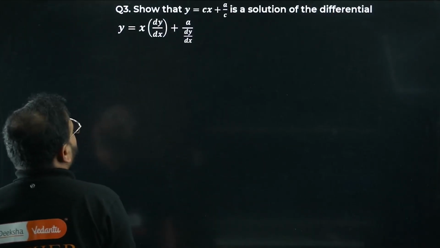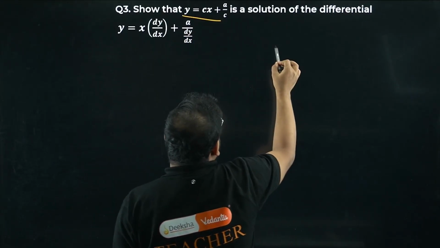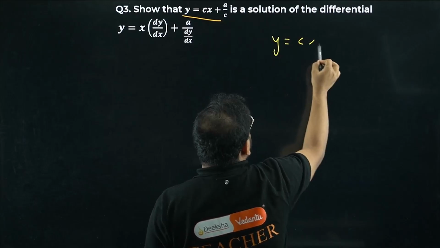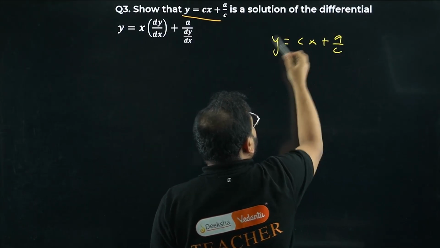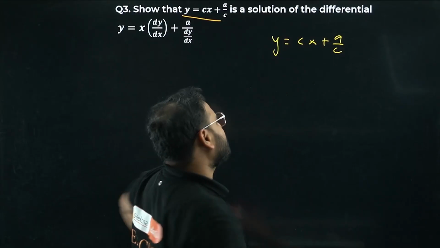Okay, let's solve this question and get it done. We have to show that y equals cx plus a by c is a solution of the differential equation. Do one thing now, solve this one. Simply we'll take this and find the derivative. We'll find the differential equation for this. How do you do that? Finding the derivative.